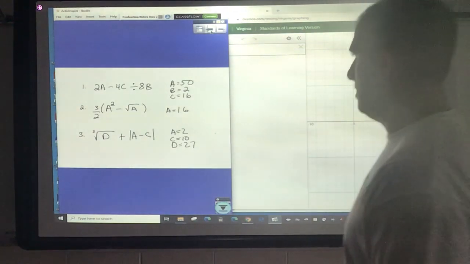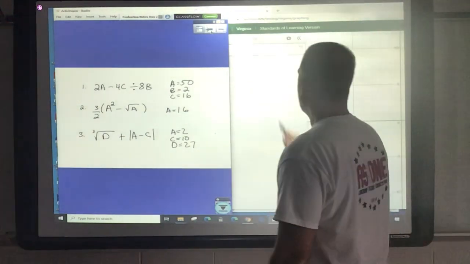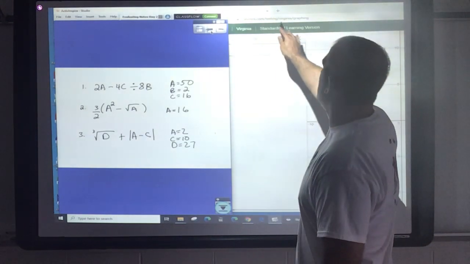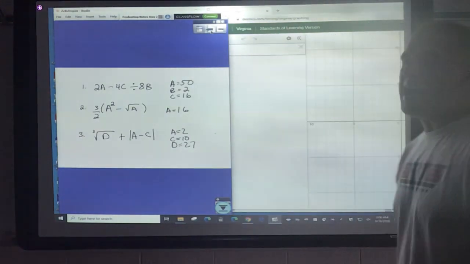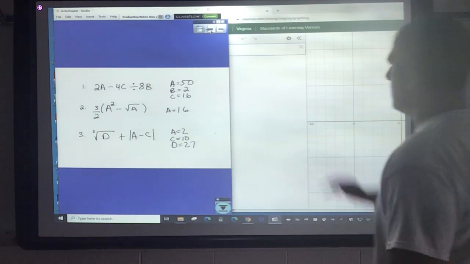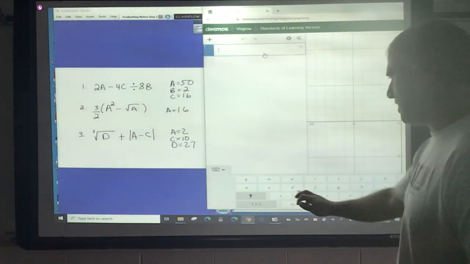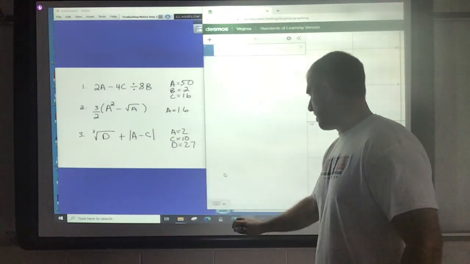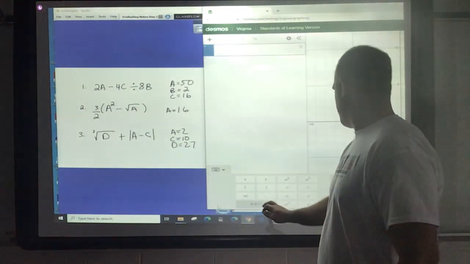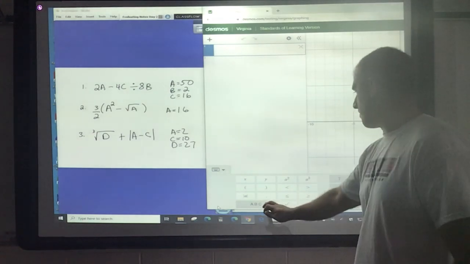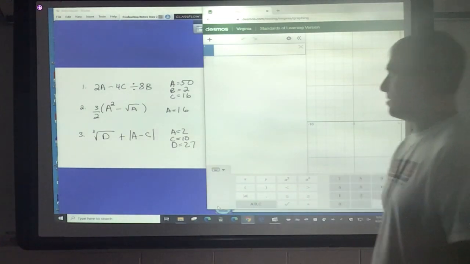Okay, so for Desmos, what you're going to do, first of all, go to desmos.com and select the graphing calculator. The first thing we're going to do is understand how the keyboard works. You have this keyboard here. This is the number area. This is the letter area where the ABCs are.